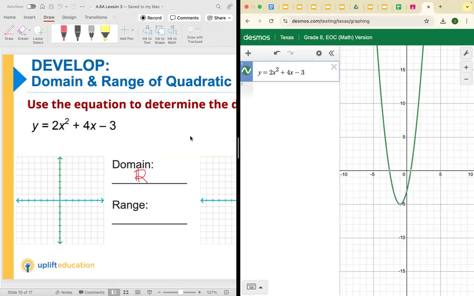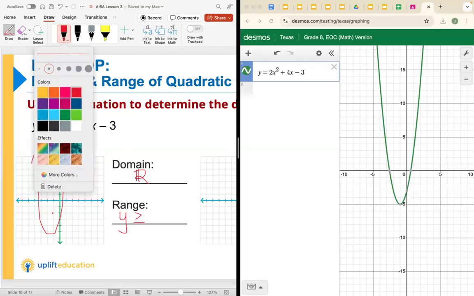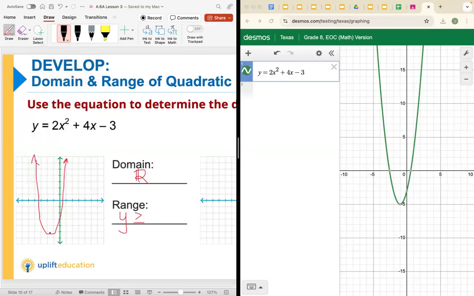Now, the way we know what our range is, and I'm going to go ahead and just draw our sketch here. Just like this, and I can already tell that my y is going to be greater than or equal to, because it's curving up. Now, to know how much, I'm going to look at the vertex. So on my notes here, my vertex is at -1, -5.